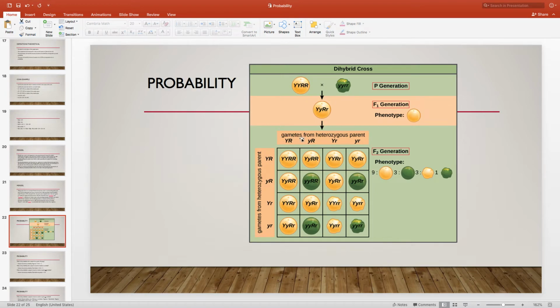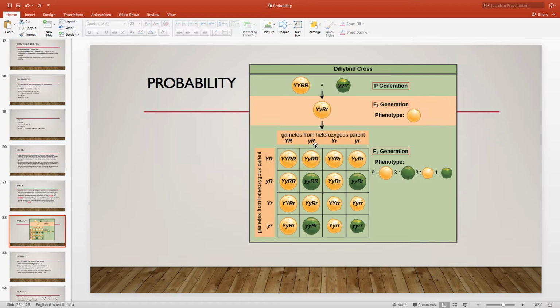And here are the gametes from the heterozygous parent and gametes from another heterozygous parent. So this has YR combinations, and when you breed it with a YR, you only get yellow round. Here is YR, but this lowercase y means it's not dominant. So we have a YR, we get another YR, YYRR. And these are the outcomes. This is the sample space of events for the dihybrid cross. These are all possible outcomes.